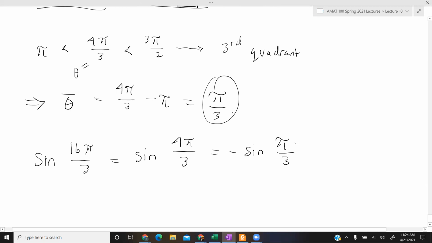And this will finally be equal to, you can either use the methods in chapter 5 or the methods that we've been learning in chapter 6. You can calculate this, and it'll be negative root 3 over 2. So the final answer is negative root 3 over 2.